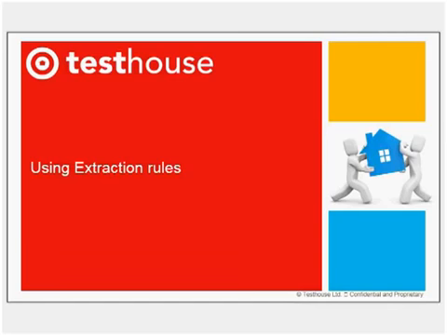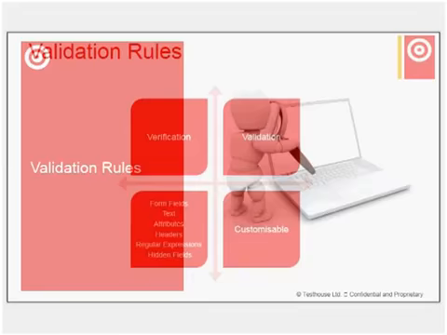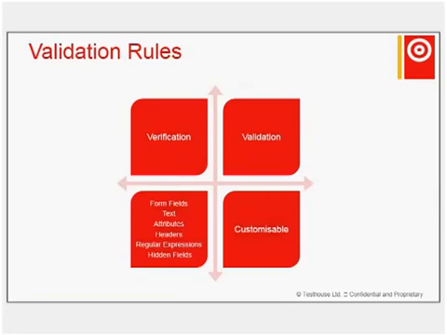Essentially, validation rules are very similar to extraction rules, with the exception that instead of taking the value and parking it, what we actually do with validation rules is, in the rule itself, we have a value that we're going to compare against normally, or we may be looking to see if a particular piece of text exists in a response.